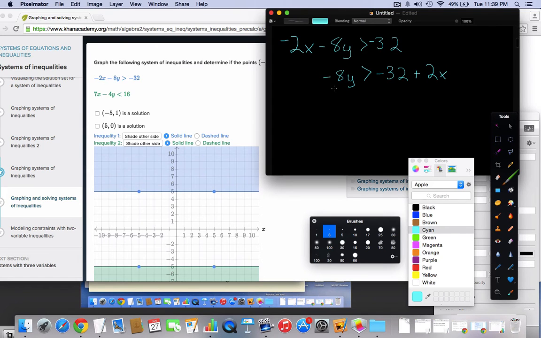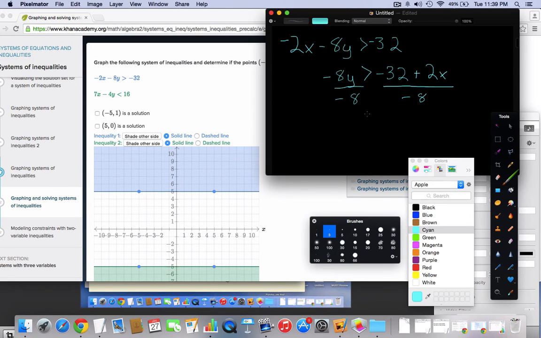Now, in order to isolate y, to undo the multiplication by -8, we're going to divide by -8. And remember, if you divide this side by -8, then you must divide this entire side by -8. Now, immediately, as soon as you divide by a negative number, not a positive number, only a negative number, you take this sign and flip it.